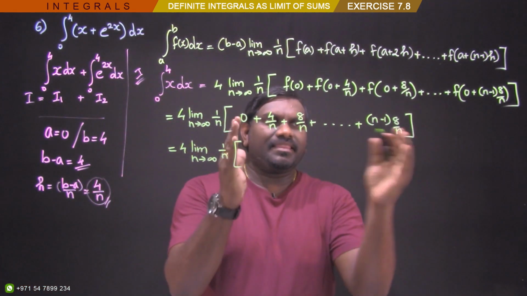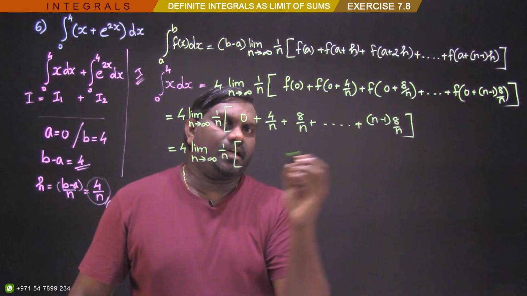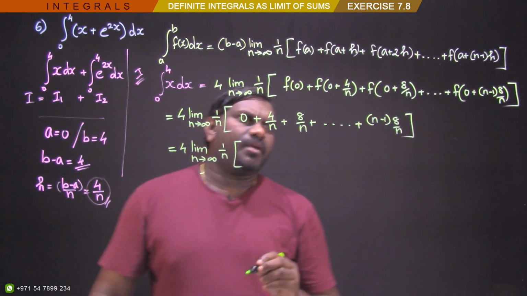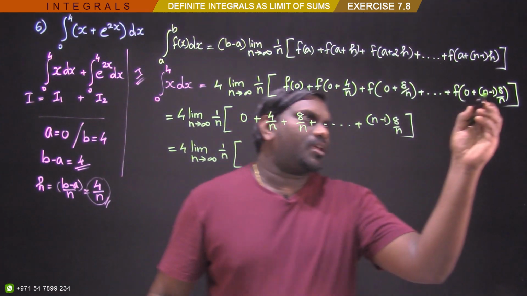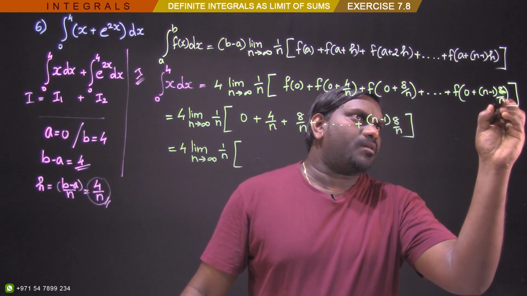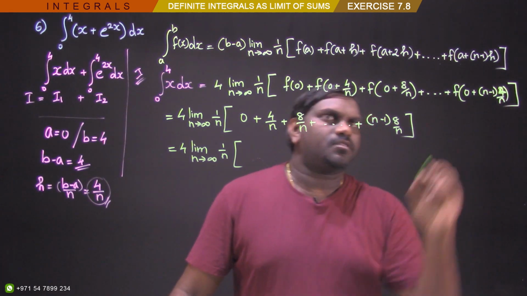Okay, then 4 into the limit as n tends to infinity, dear, 1 by n. So what can we take common here? 8 by n, dear. Is it 8 by n? I think somewhere we got it wrong, dear. This is not 8 by n. This is going to be 4 by n. I'm really sorry. Okay, this is 4 by n.